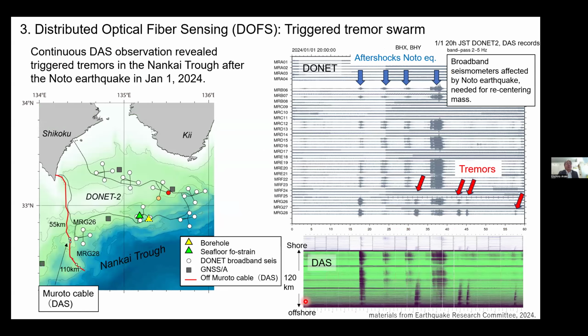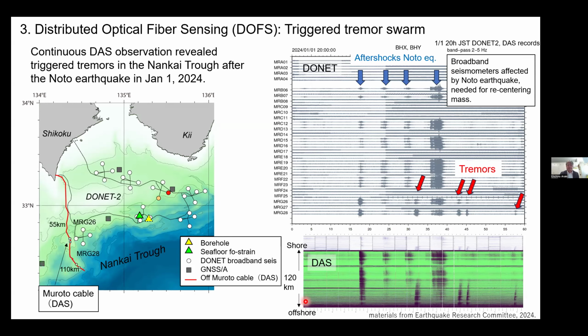Here is another example of detection of triggered tremors in the Nankai Trough after the Noto earthquake on January 1st, 2024. Here, we show the record from a DONET broadband seismometer and DAS. Many DONET stations had no response due to the strong ground motion during the Noto earthquake when the swarm of tremors occurred. But DAS did, proving great potential of DAS for monitoring small aftershocks after large earthquakes, which we should do in the coming large earthquake in the Nankai Trough.